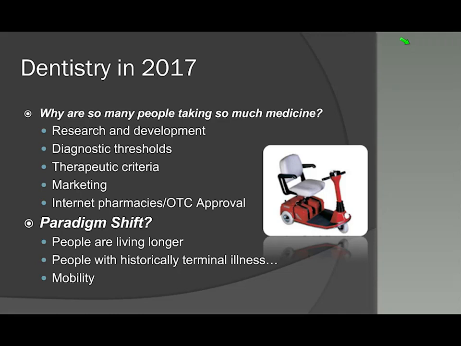I remember back when I was in dental school in the late 80s and early 90s, I didn't have many patients taking very much medicine. But now, as you're all acutely aware, most of our patients take a long list of medications, and there's a lot of reasons for that. Research and development, diagnostic thresholds.